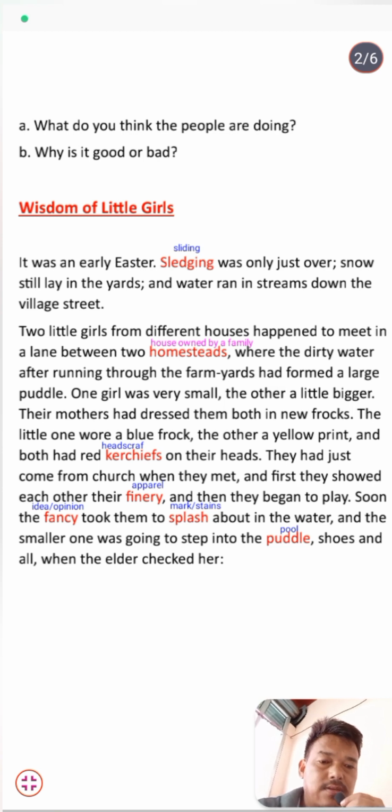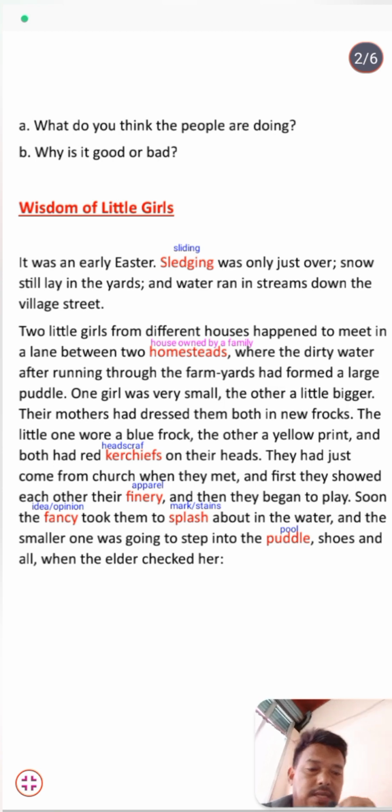Soon the fancy took them to splash about in the water. Here, fancy means idea. The idea took them to splash about in the water, and the smaller one was going to step in the puddle. Puddle means pool, the water pool, shoes and all, when the elder checked her.